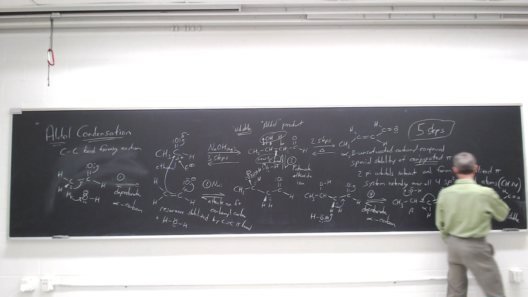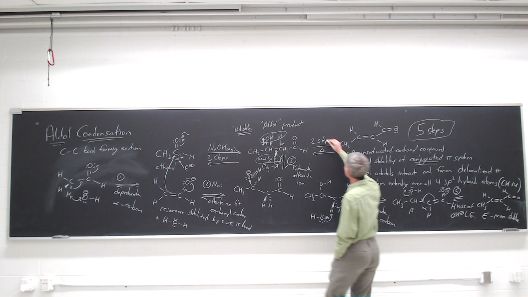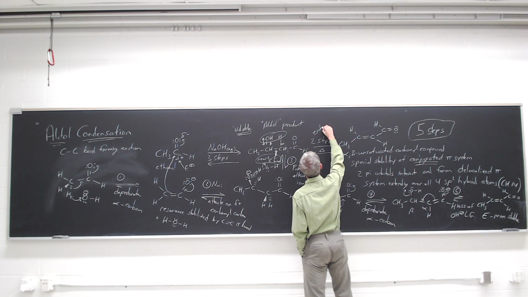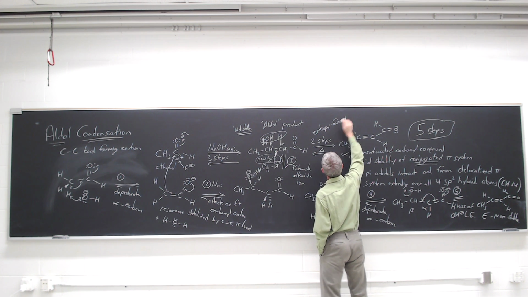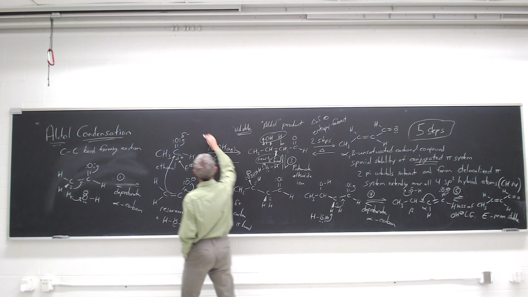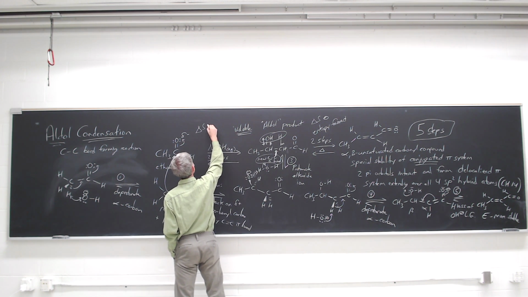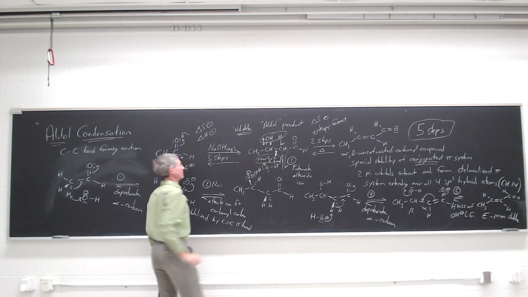And now, of course, since we're losing the elements of water, this is not an entropically unfavorable reaction anymore, right? This is entropy favored in steps 4 and 5. In this case, we would expect delta S to be positive. In this case, we would expect delta S to be negative. But we would expect delta H to also be negative.